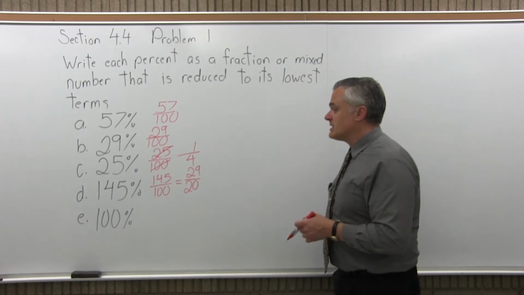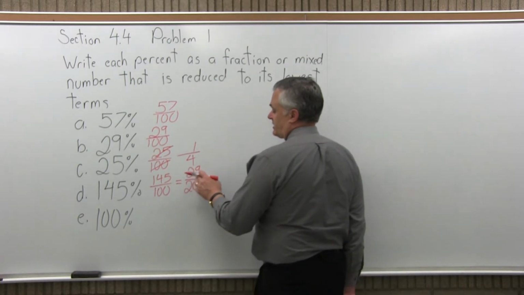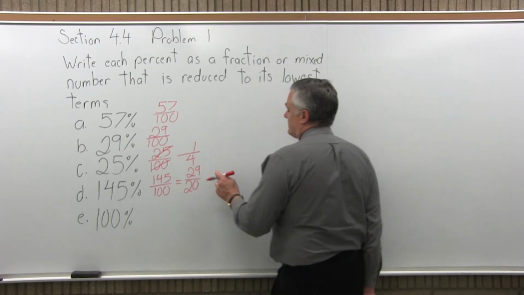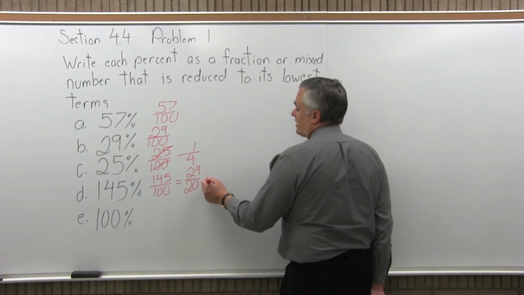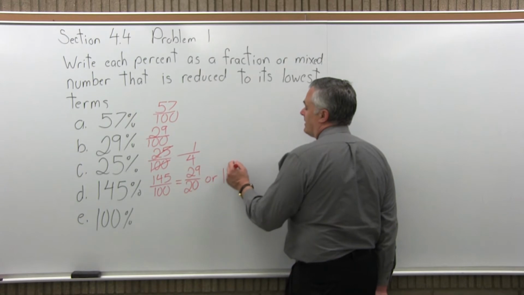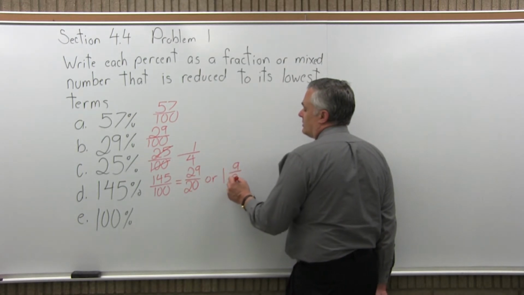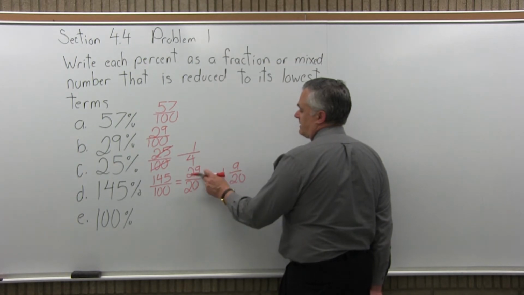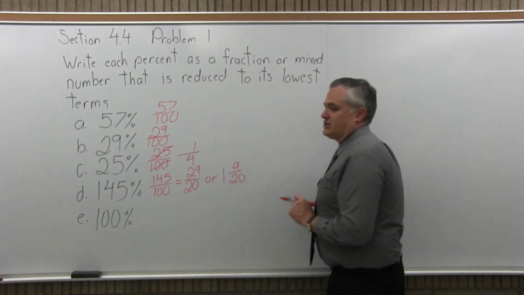You can write it as a mixed number if you want, a number with a fraction. So I know that 20 over 20 is 1, and I have 9 more 20ths. So you could say 29 over 20 or 1 and 9 20ths. Again, the 20 over 20 represents the 1, and then there's 9 20ths in addition to the 20 over 20.